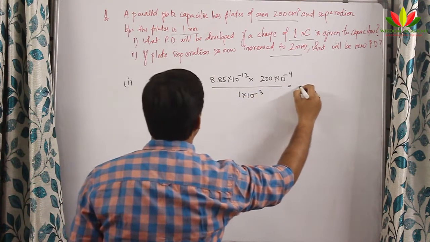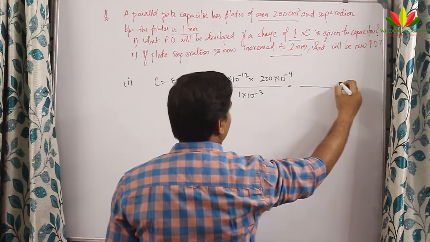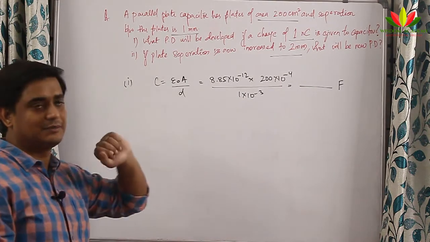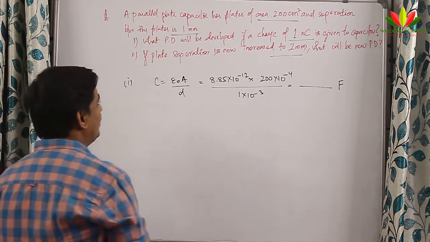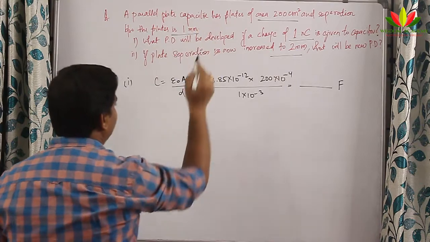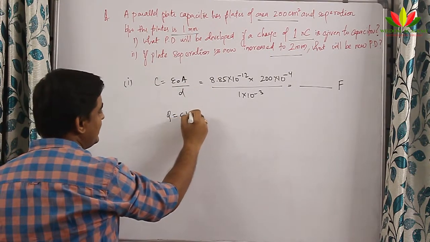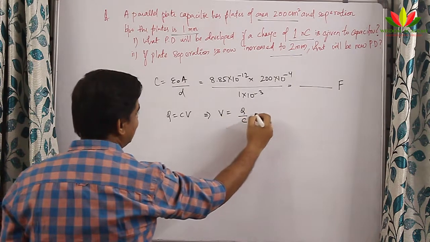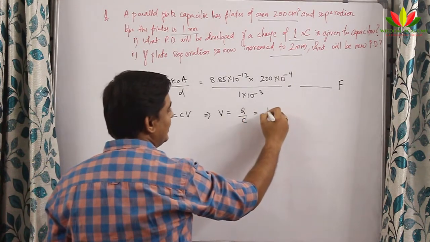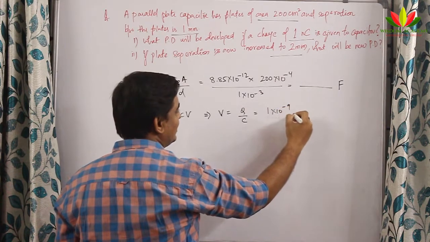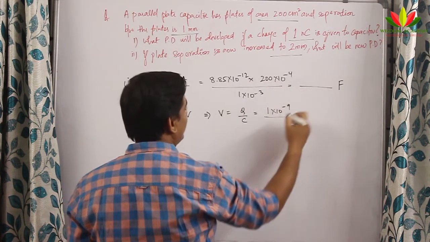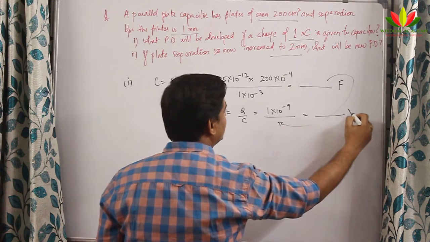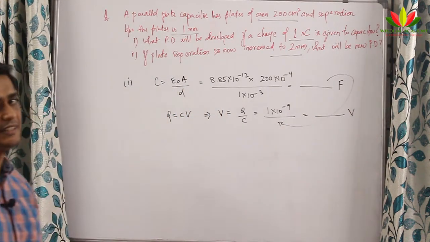So when you solve this, you will get the value of capacitance in farad. Then you have to find the value of potential difference. We know that Q is equal to CV, so potential difference will be equal to Q by C. Q is 1 nanocoulomb, so 1 into 10 to the power minus 9 coulomb divided by whatever value you get for C here. You put that here, and that many volts will be the potential difference.